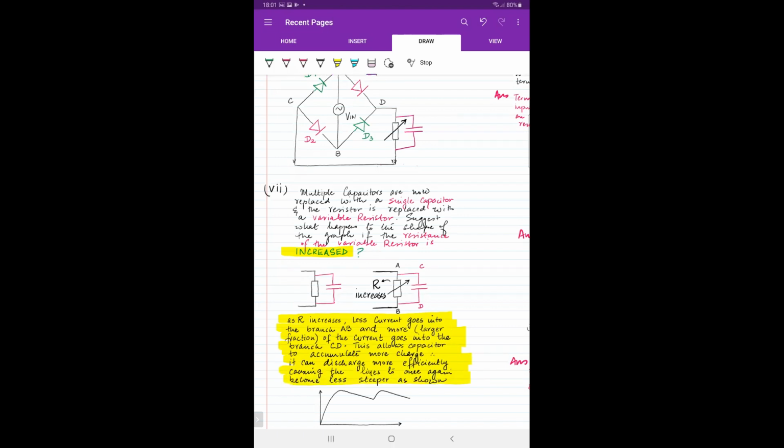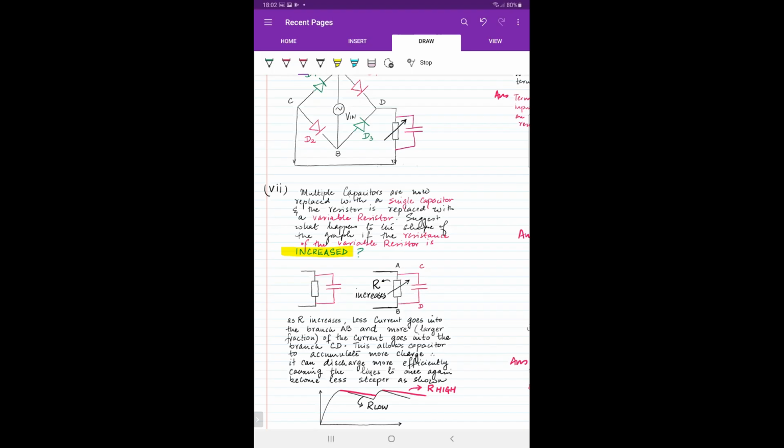So let me draw it. The original graph, black, was when the resistance is kept at a lower value, and the red graph is when the value of the resistance is increased. Okay, so I've written the reasoning below and along with it compiled the graph.